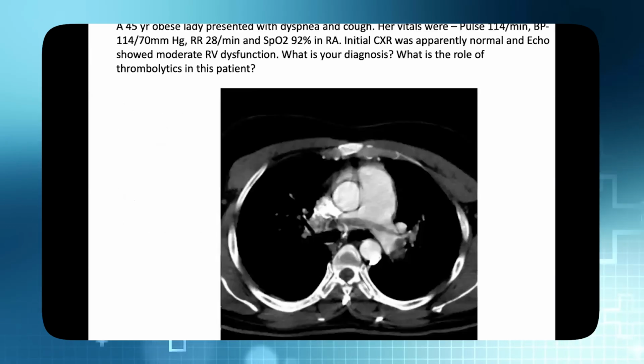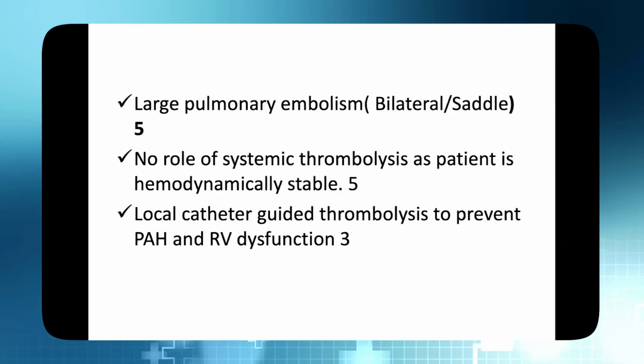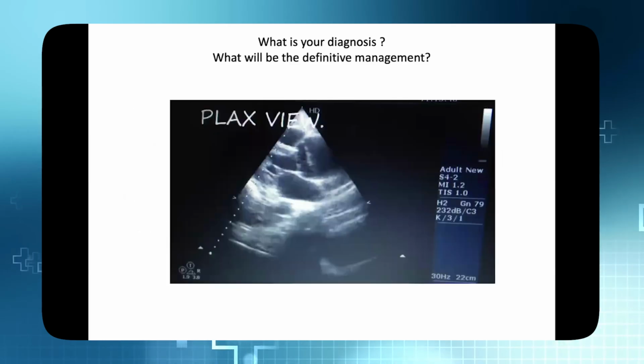Now tell me. Saddle embolus in the pulmonary artery. Pulmonary artery, yes. Pulmonary embolism. Large pulmonary embolism. What is your diagnosis and definitive management?